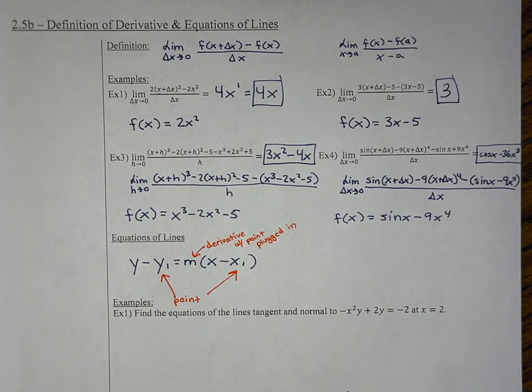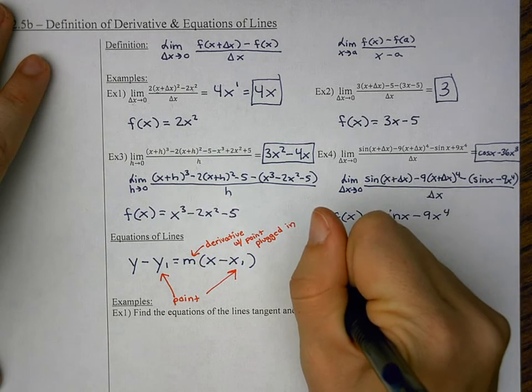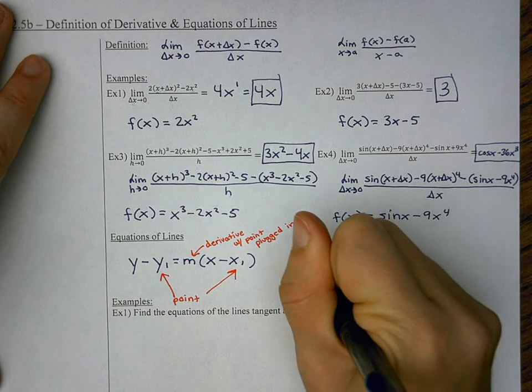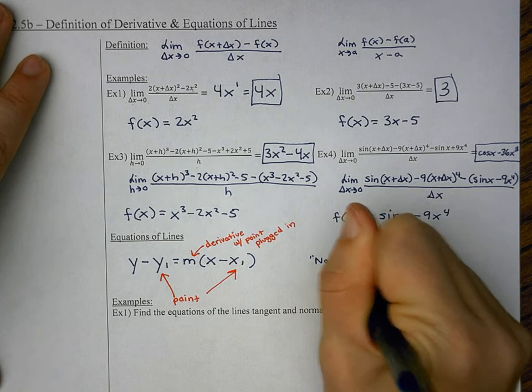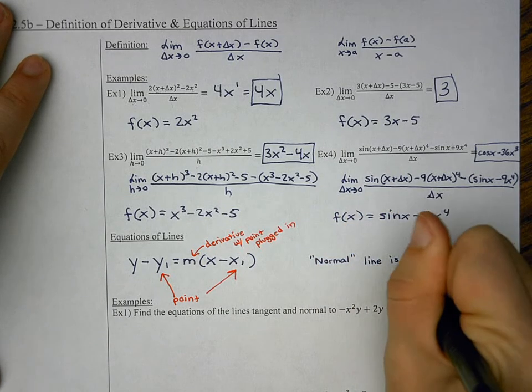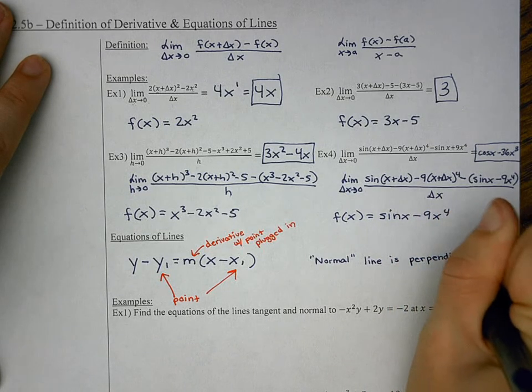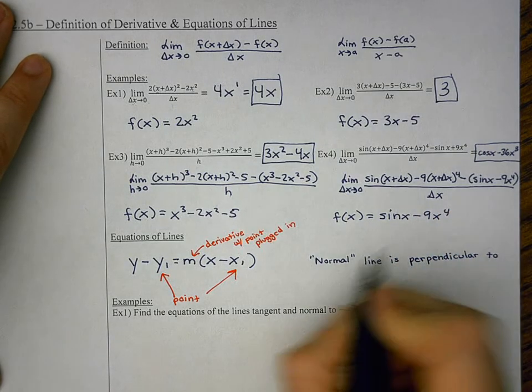Okay? And then throwing this in, because I find every year I have some students who have heard this word, some who have not, and so making sure we are all on the same page. Normal. So normal line is perpendicular to tangent line.